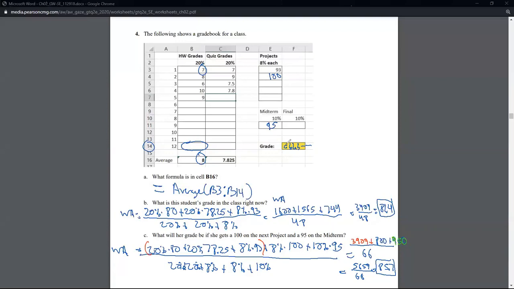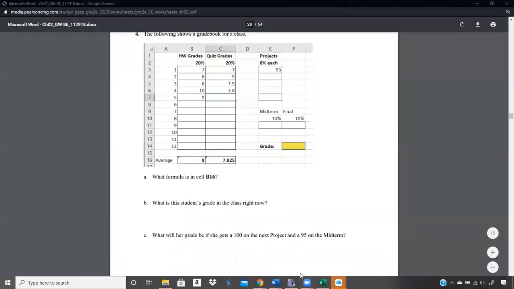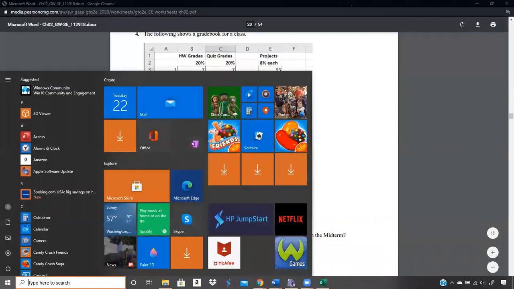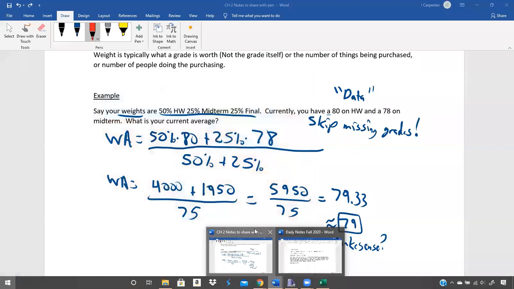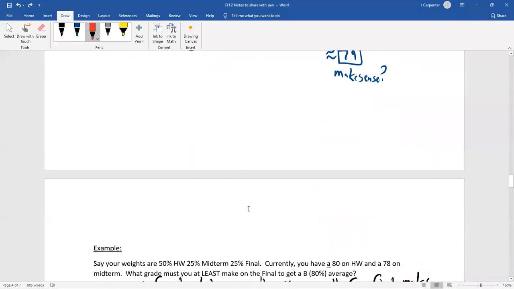All right, so last problem of the day. Back to the notes. The stuff I said was a little more above and beyond what we originally did. So same example from earlier, weights are 50% homework, 25% midterm, 25% final. Currently you have an 80 on the homework and a 78 on the midterm. What grade must you at least make on the final to get a B average?